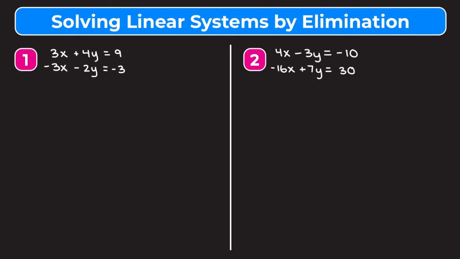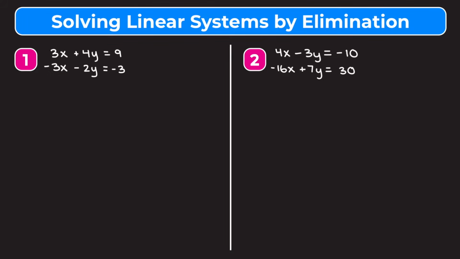So if we look at our first problem, we have the lines 3x plus 4y equals 9 and negative 3x minus 2y equals negative 3. So when we're using this method called elimination, our goal is to eliminate one of the variables in both equations so that we're just left with one equation with one variable, and that'll be pretty easy to solve.